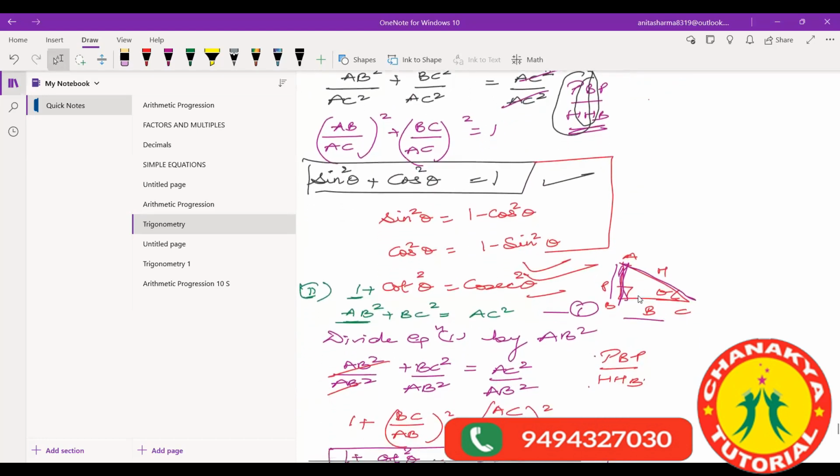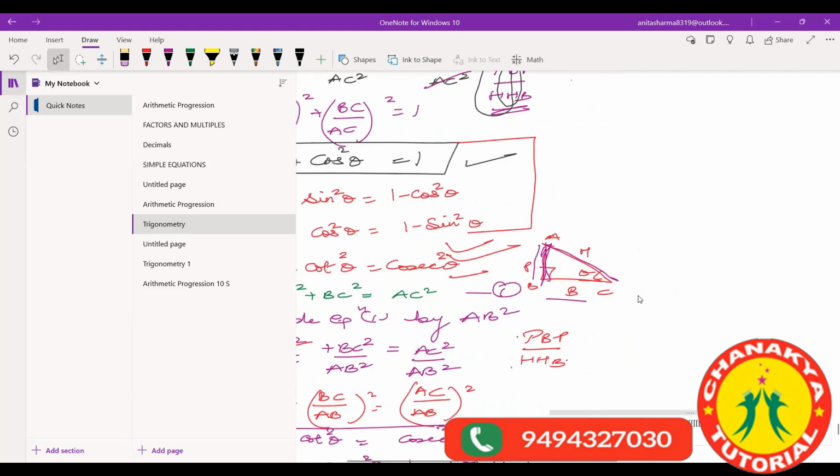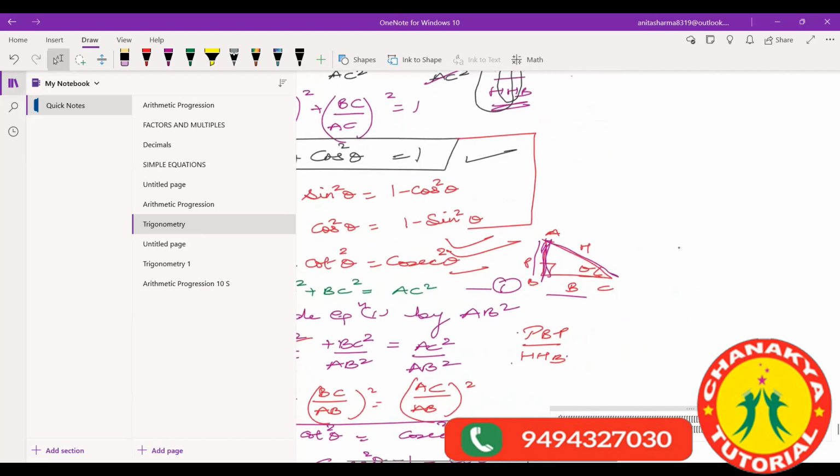Now find, beta. Yes, ma'am. Sin square theta plus cos square theta is equal to 1, right? Ma'am, is it tan square theta or sec square theta? 1 plus cot square theta is equal to cosecant square theta. Now we will derive 1 plus tan square theta is equal to sec square theta. Now there will be a relation between cot and cosecant, and a relation between tan and sec.